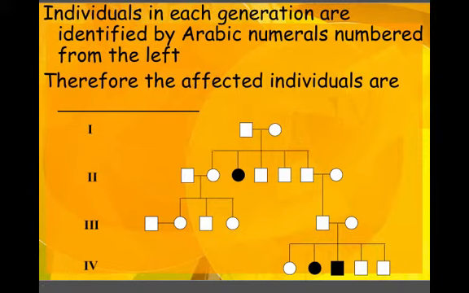Therefore, the affected individuals are generation 2, individual 3. So I look at Roman numeral 2 and count over 1, 2, 3 spaces. Generation 4, individuals 2 and 3.